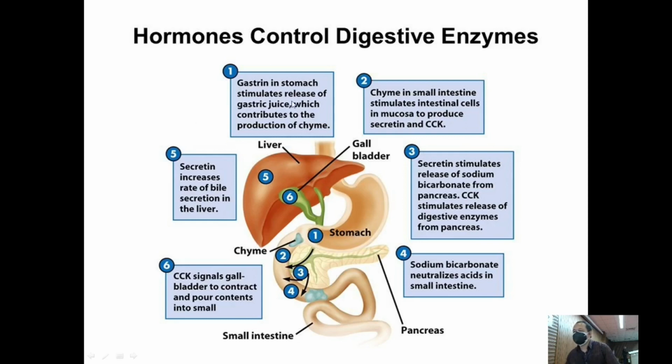So this is an integrated function that is happening in the GIT, all for controlling digestion and controlling the flow of the digested material from the stomach into the small intestine, and from the small intestine into the large intestine. So it's all about the basic functions of the GIT. I think that is all about the discussion on the hormonal control of the GIT.